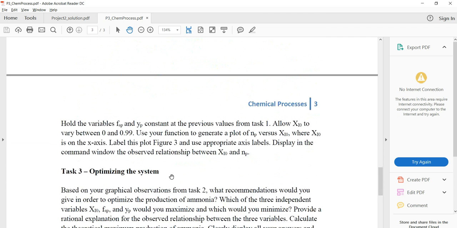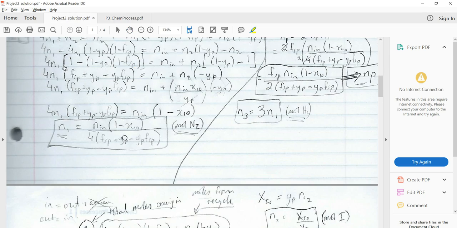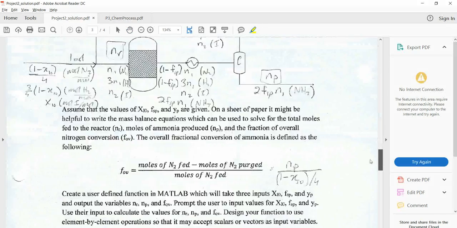This was given in our problem equation right here, where the gases leave the reactor at 450 degrees Celsius. They come out of the cooler at -20. The heat of vaporization is given for ammonia, and the heat capacities are given for each gas. And the cost of cooling is $17.68 per megajoule. So in order to find this, we had to use energy and enthalpy equations. I have solved them over here.